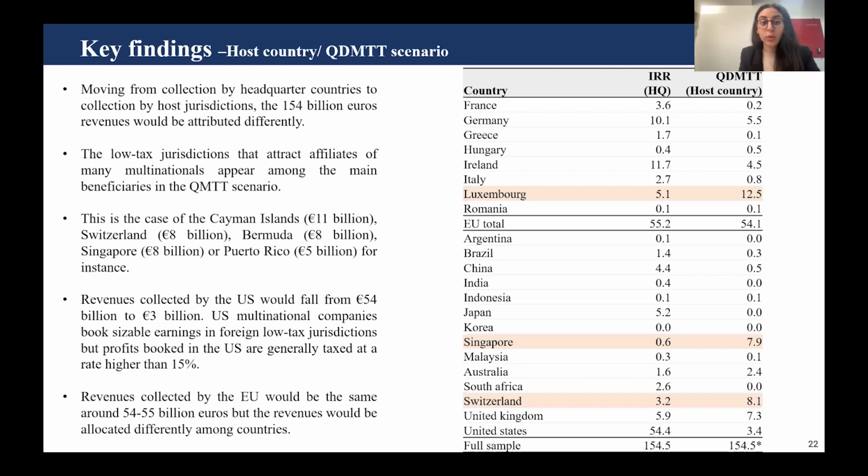Revenues collected by the US would also fall dramatically, and it's expected because they were collecting the top-up tax for their multinationals abroad. They have many multinationals in low tax countries. So their revenues are going to fall from 54 billion euros to 3 billion euros. And then the revenues collected by the EU would not really change. This is because it's going to be compensated by Luxembourg and some other countries, whose revenues will be increasing. For example, Luxembourg will pass from 5.1 under the IRR scenario to 12.5 under the QDMTT. France will see their revenues decrease from 0.6 under the IRR to 0.2 under the QDMTT scenario.